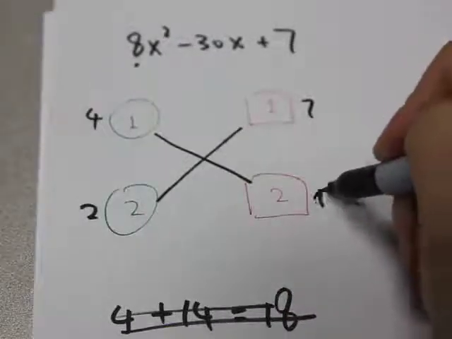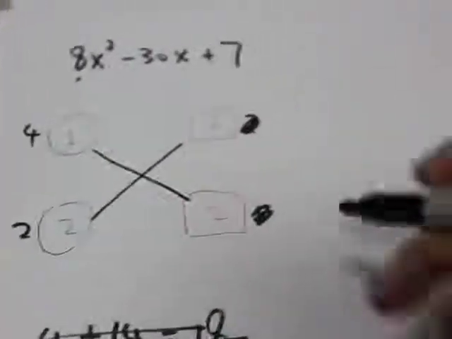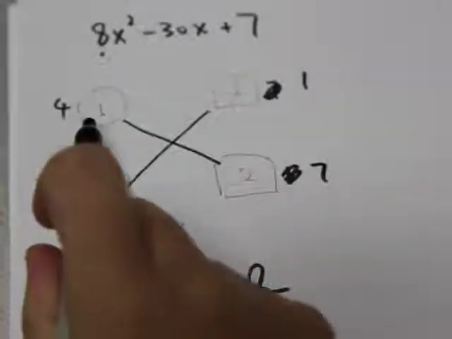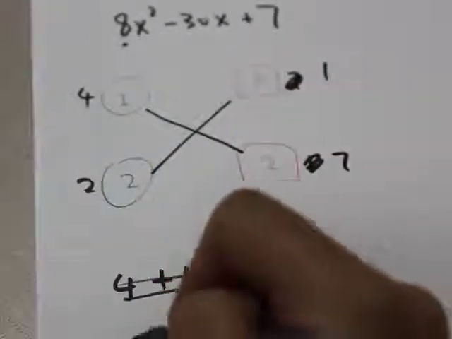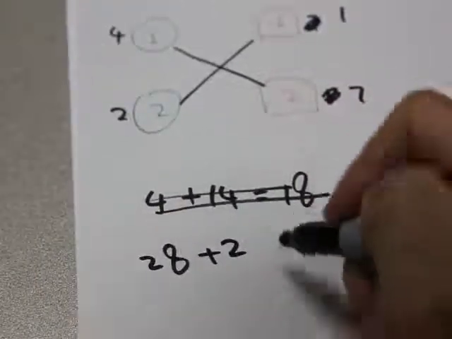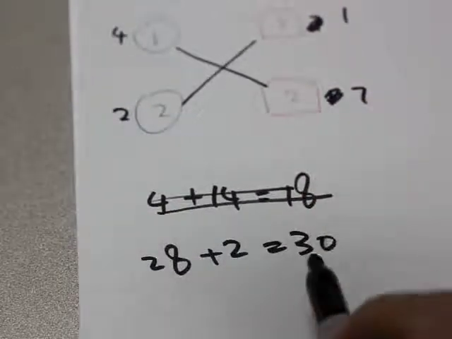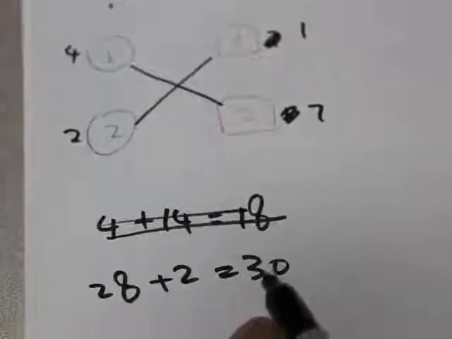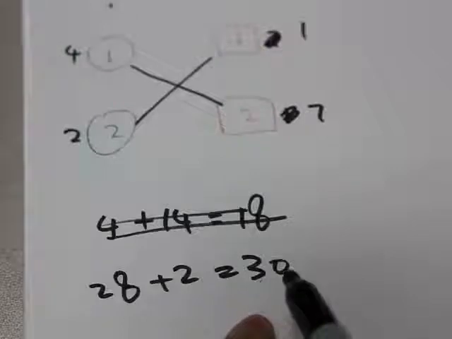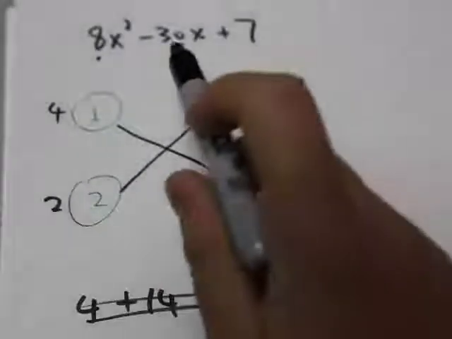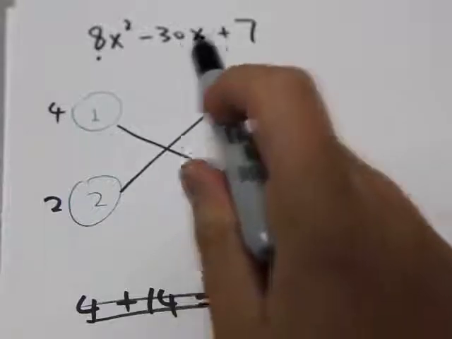Let's see, what if I switch these two numbers and put 7 here and put 1 here. So now 4 times 7 we have 28, and 2 times 1 we have 2. So now the sum is 30. Okay, but we need negative 30, which are very close, right? Our result is very close. So how can we modify this in order to get a negative 30?